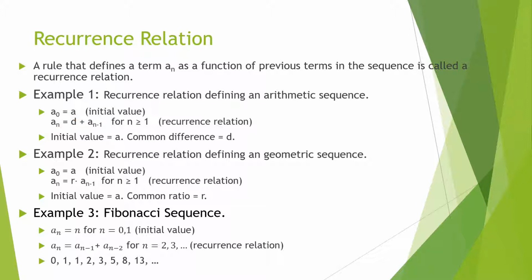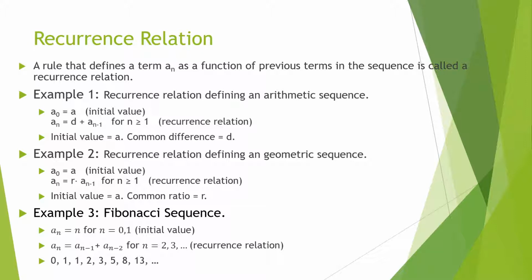If you want to find out the value of a sub 2, then you have to replace n by 2, then a sub 2 would be d plus a sub 1. a sub 1 was calculated as a plus d, so a sub 2 becomes 2d plus a. This way you can calculate any term with any index value. All you need to do is, if the index is 10, you need to use this recurrence relation 10 times, so that you can find a1 first, then a2, then a3, then a4, then a5, all the way to a10.